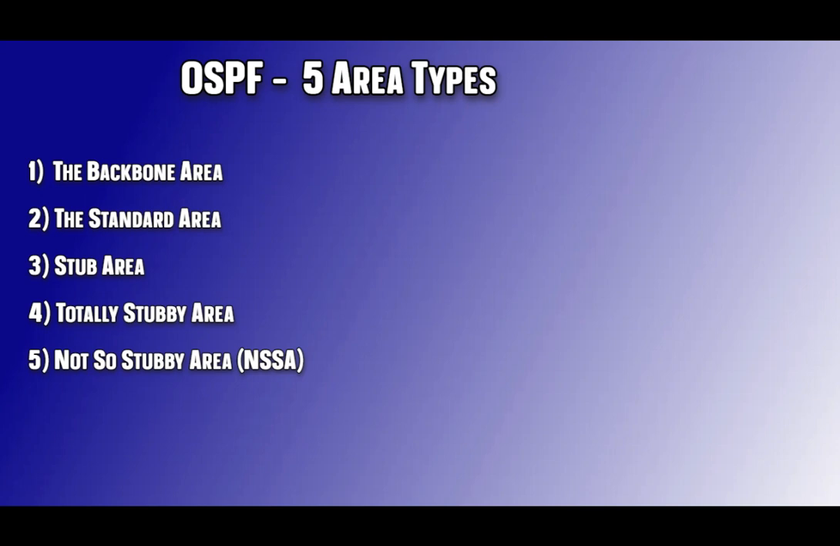2. The standard area. All 5 LSAs are passed in this area. 3. Stub area. This area does not accept external routes and uses the default route to reach an external network. It passes LSA types 1, 2 and 3.